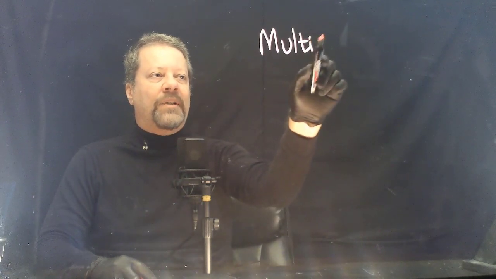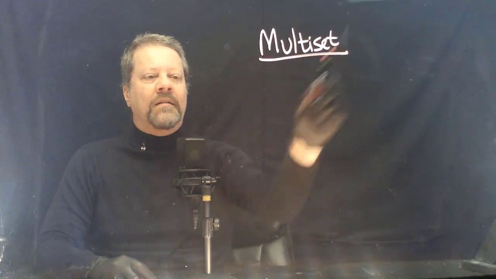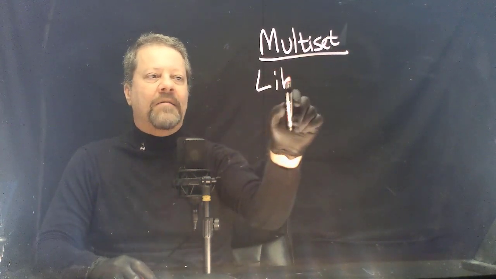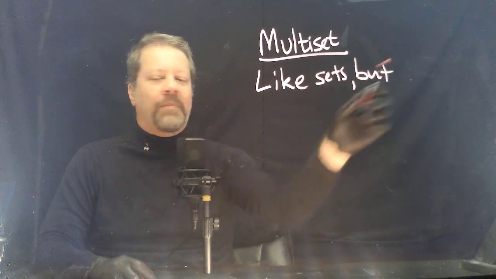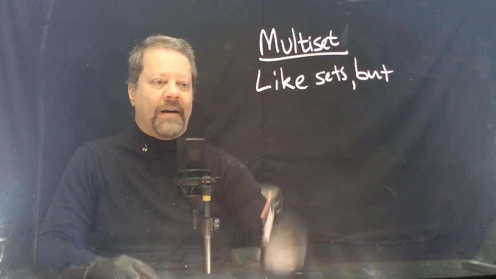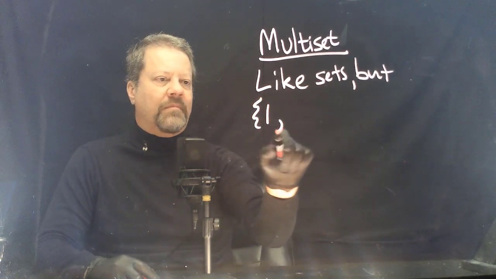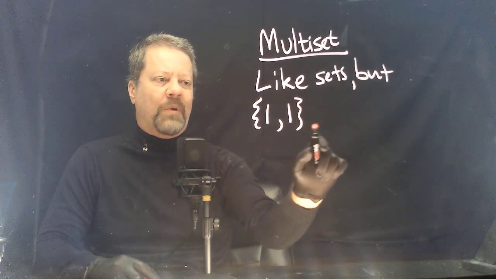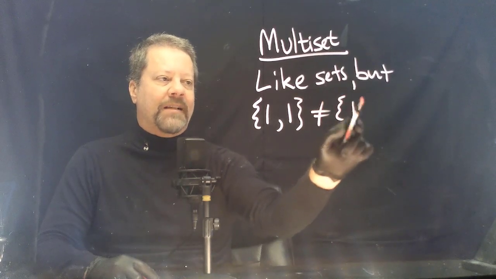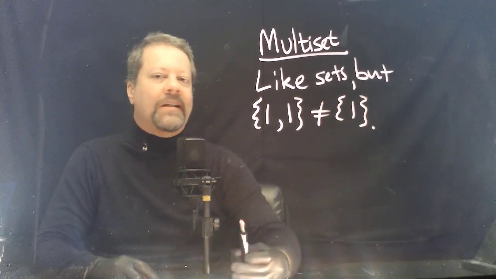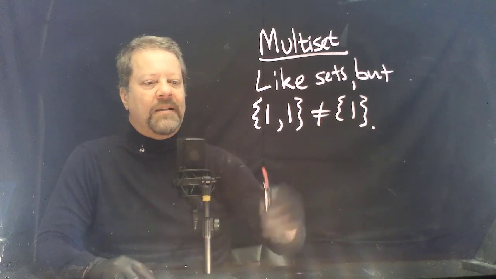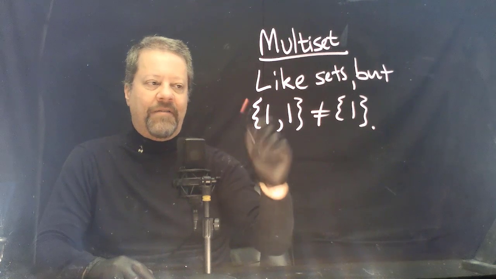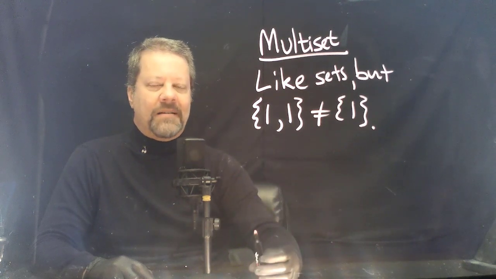There's another concept called a multiset. These are like sets, but in this case, repeats do matter. So let's suppose I have the set that contains 1 and 1. That will not be the same thing as the set that contains 1 if this is a multiset. For sets, we do get equality. So we keep track of the repeats in multisets.